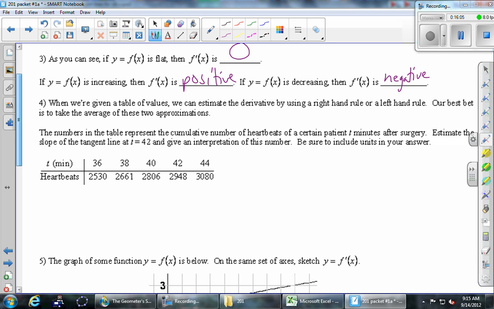Hopefully it's increasing, and you can see that it is from the bottom row. But all we're going to do is find a couple of secant lines. We have no hope of finding a tangent line for this. You have 5 points. You need infinitely many to find a tangent line. So we're just going to find some secant lines. The focus here is t equals 42.